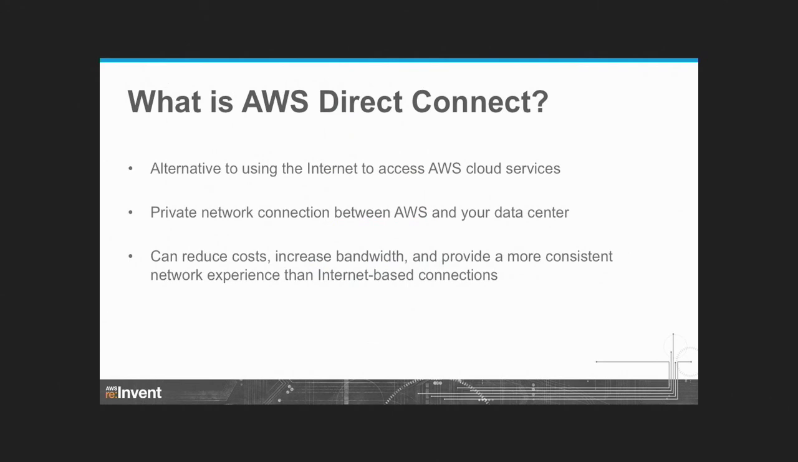So what is Direct Connect? We're going to go more into this in the next couple slides, but really it's an alternative to using the internet. You're going to use a third-party provider, telecom provider, or a colo provider. It's a private network connection. You're going to be able to reduce costs and change your network characteristics in terms of having a more consistent connection that you're communicating to AWS with.